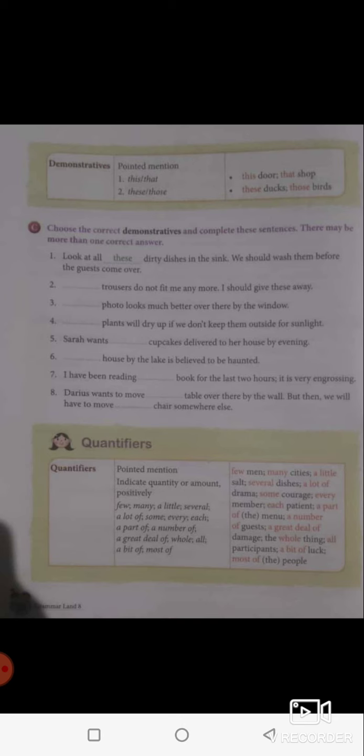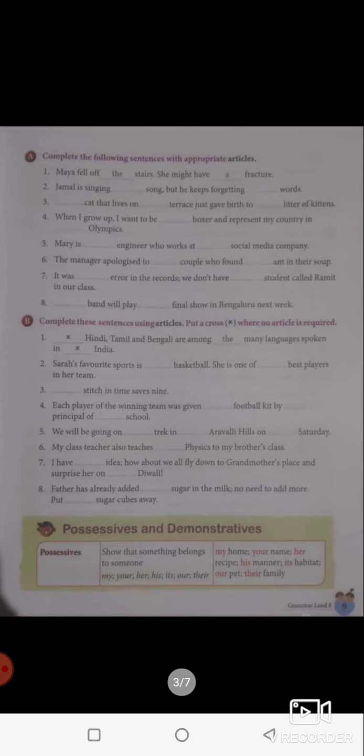The fourth one, you see, these plants will dry up if we don't keep them outside for sunlight. So the plants are maybe inside and close to the speaker. So these plants will dry up if we do not keep them outside for sunlight. These would be the answers, and the rest of it can be done by you. The quantifiers can be seen tomorrow. Until here, if you have any doubt, you can ask me.